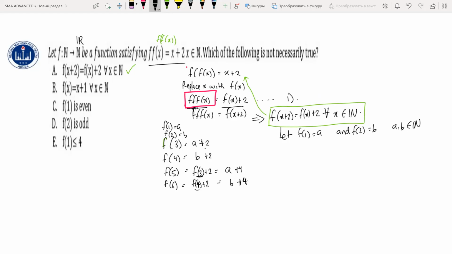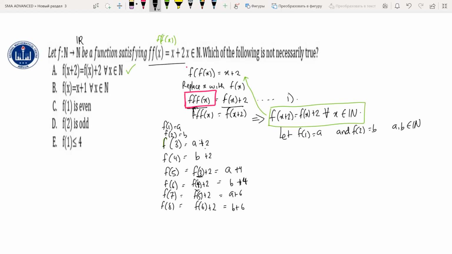Then if we have not yet seen the pattern, we can keep on going until we see it. So f of 7 is what? f of 5 plus 2. So what is f of 5? a plus 4. So that is a plus 6. f of 8 is equal to what? f of 6 plus 2. What's f of 6? We have found it before. b plus 4, so that is b plus 6.